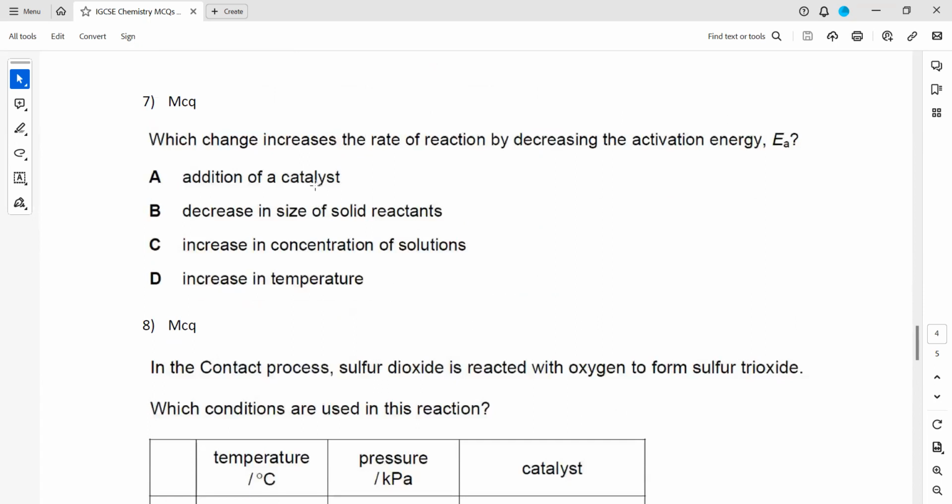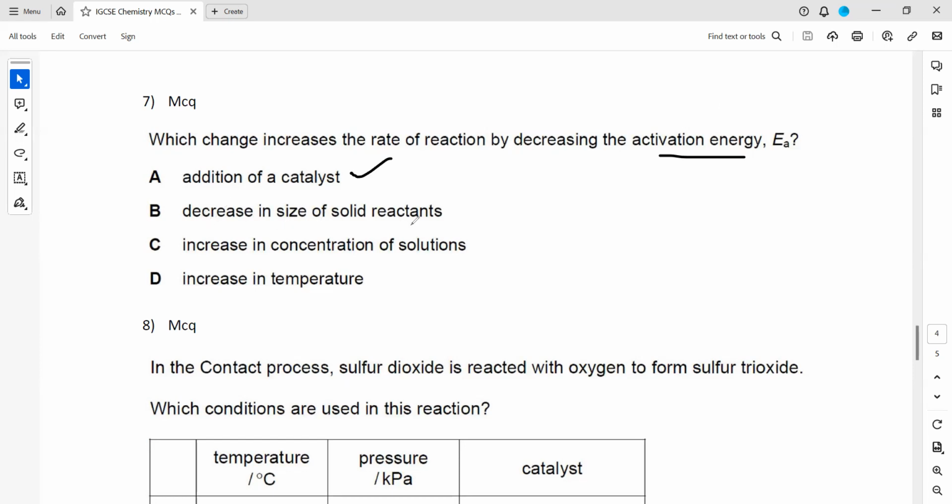Which change increases the rate of a reaction by decreasing the activation energy? Activation energy can only be changed by using a catalyst. So for a chemical reaction, if we use a catalyst, we can change the activation energy. The rest of them can change the energy of particles, but not the activation energy, the minimum possible energy to start the reaction. So addition of a catalyst will lower the activation energy.